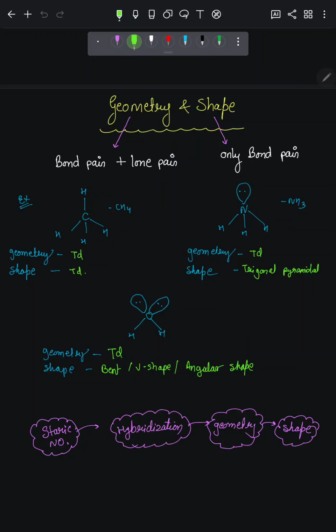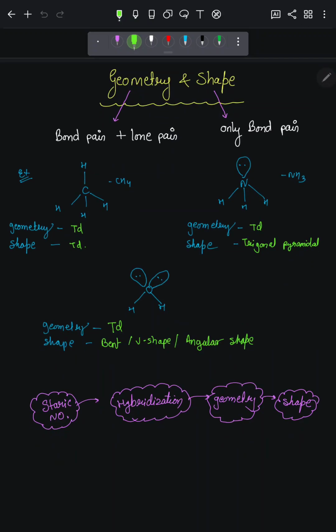Now let's talk about the geometry and shape. For calculation of geometry, we need to check the bond pairs and lone pairs of the atoms and molecules. And for the shape of the molecule, we only consider bond pairs. So what's a lone pair and what's a bond pair?